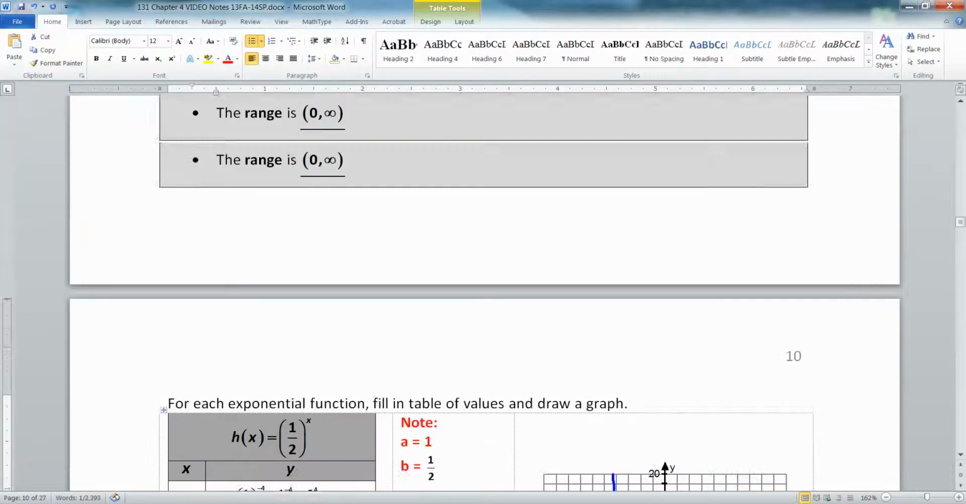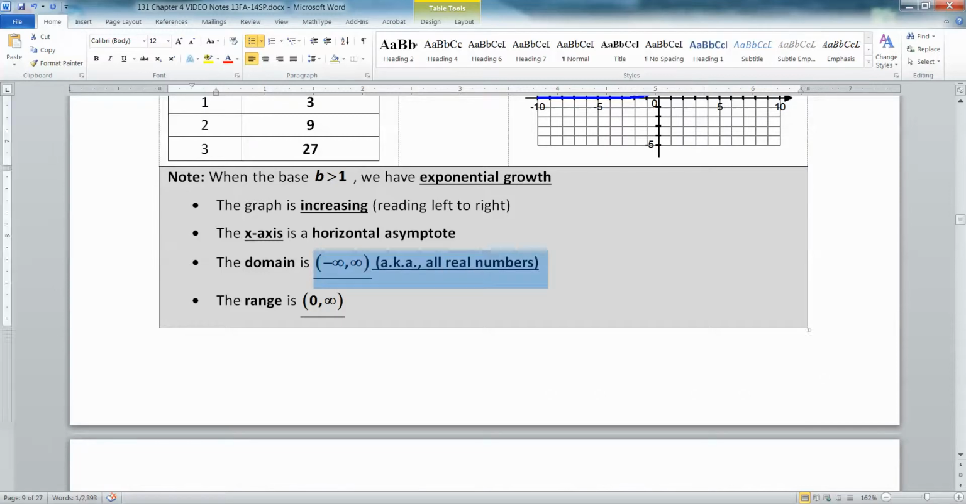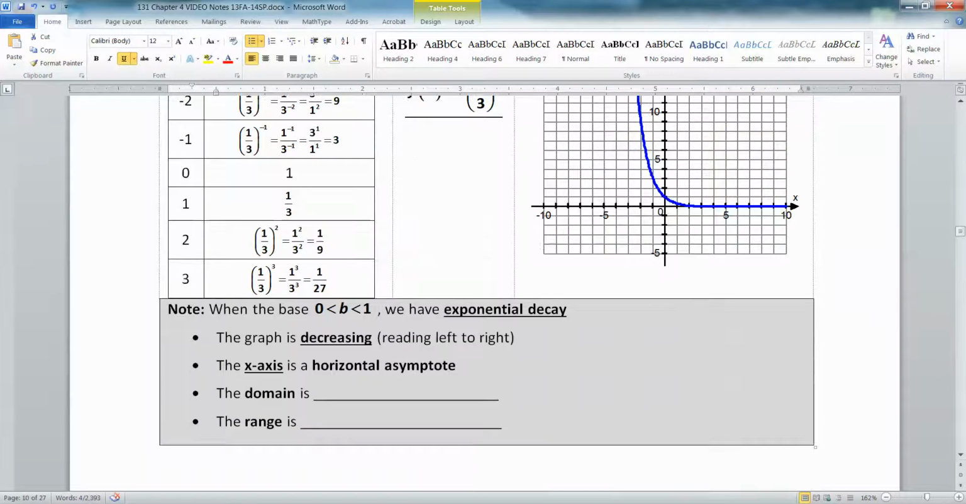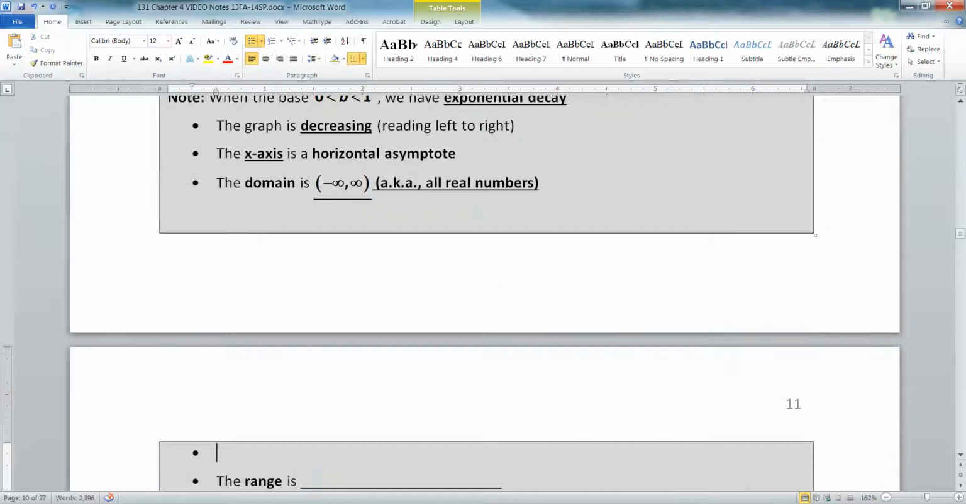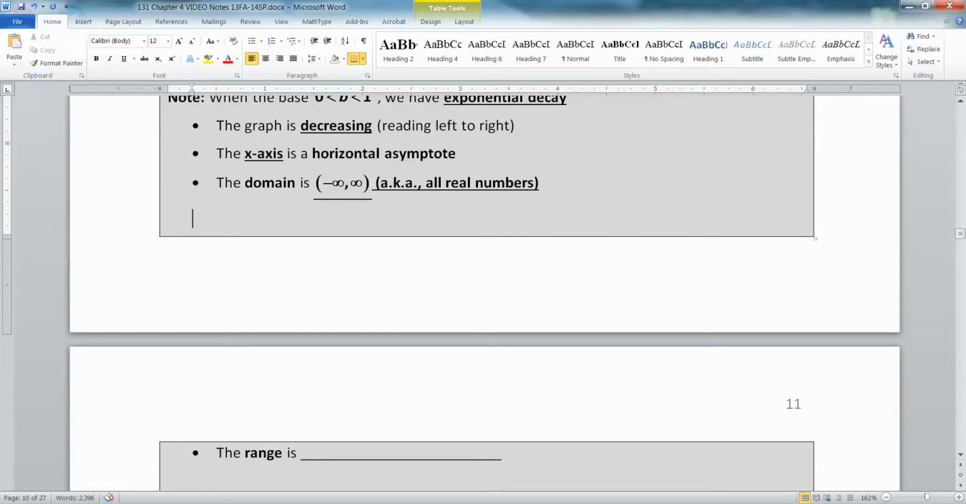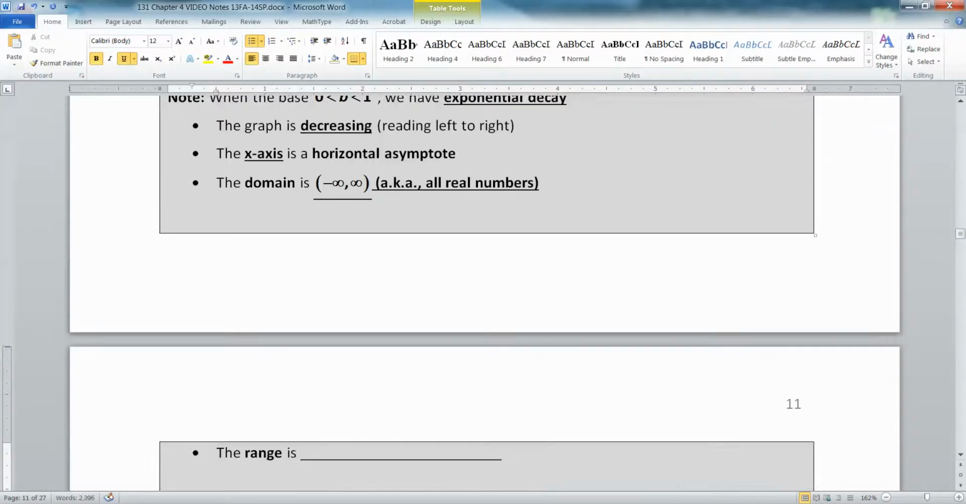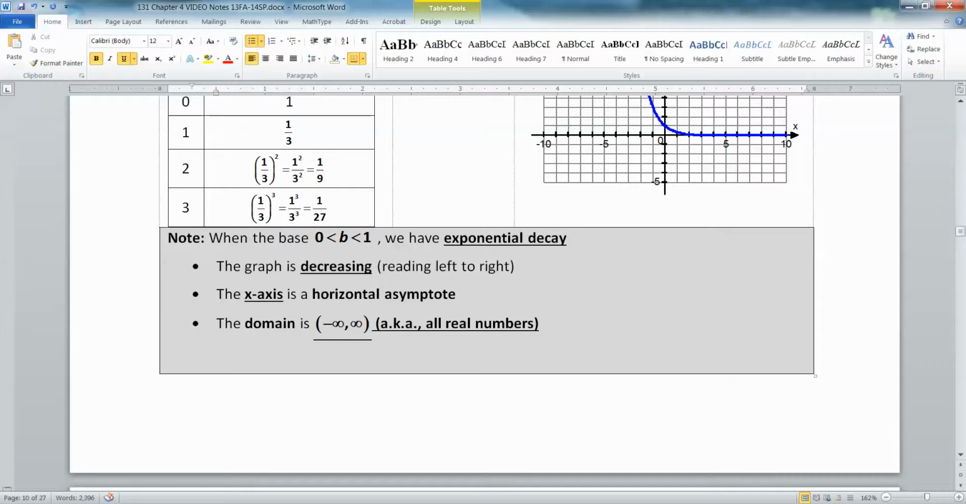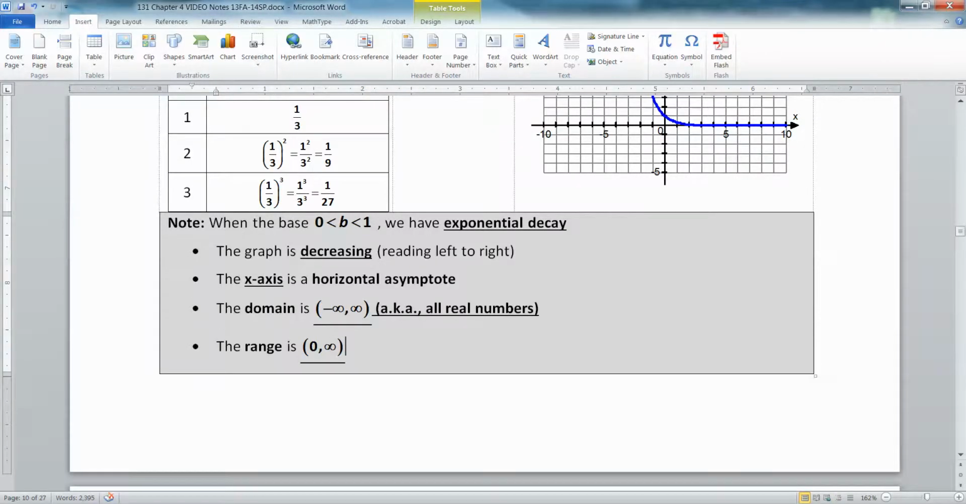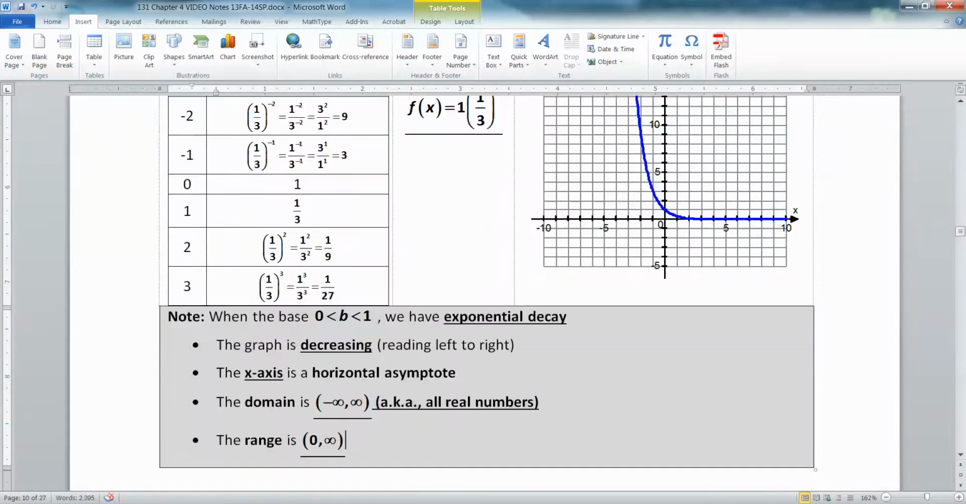The domain is just like it was before. It's negative infinity to positive infinity. It's all real numbers. That graph never stops. It just keeps going left to right. But the range is also what it was before. The range is from 0 to infinity. Because you never hit 0, you don't get to put a bracket on 0. It just kind of skims along 0, just like the other ones.